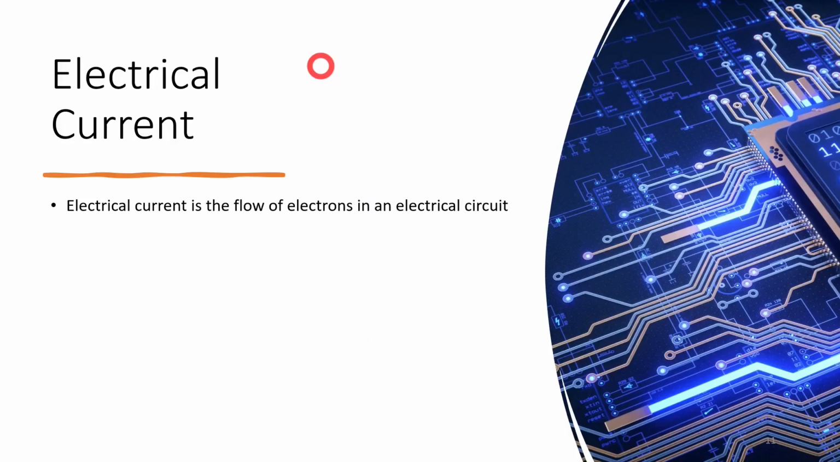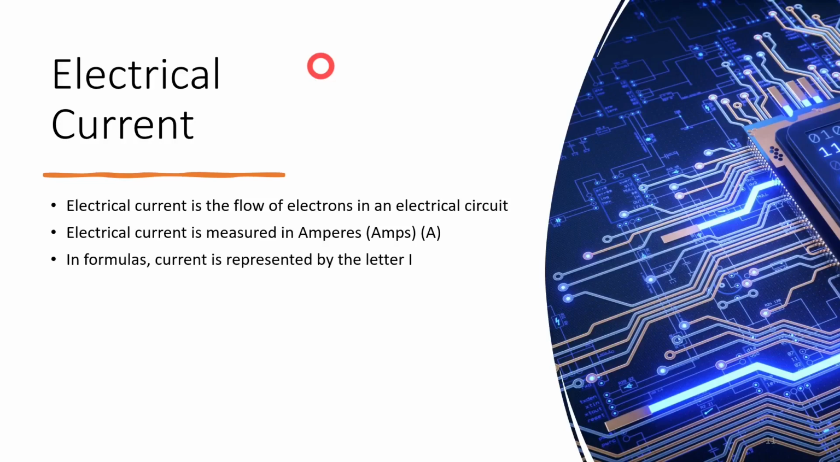Electrical current, restated, is the flow of electrons in an electrical circuit. Electrical current, we now know, is measured in amperes, which we always shorten to the word amps, and we use the letter A as the unit after our quantity. In formulas, the current will be represented by that letter I. So here's our formula. If you remember from our previous lesson on electrical charge, Q is the letter used in formulas to represent electrical charge. Now remember, Q is measured in coulombs. And I'm also introducing a new letter here, lowercase t, which we're going to use throughout the course to represent time.